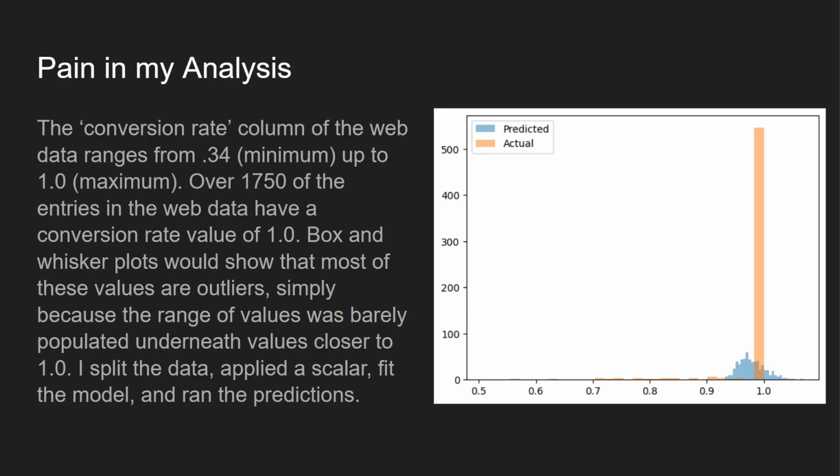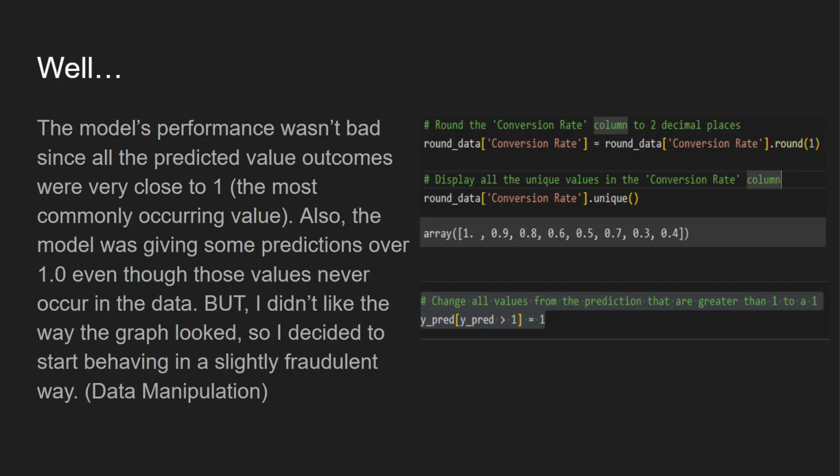I split the data, applied a scaler, fit the model, and ran the predictions. If you look at this graph here, you can tell the predicted data is clumped right around 1, but it goes above it. That was the first issue. And the actual data is just piled right on 1. All of those entries are right on 1. So I did a few things. This didn't change the performance of the model. That's one thing I know for sure, it's just a way to make it look prettier.